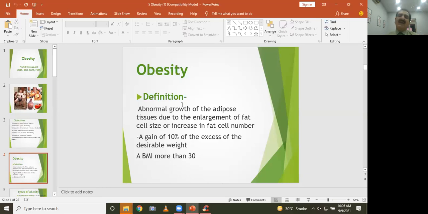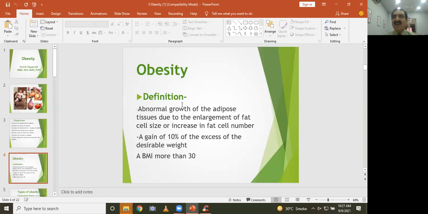What is BMI? I used to ask everyone, what is BMI? BMI is body mass index. Some answer that it is basal metabolic index, but it is not basal metabolic index. It is body mass index.